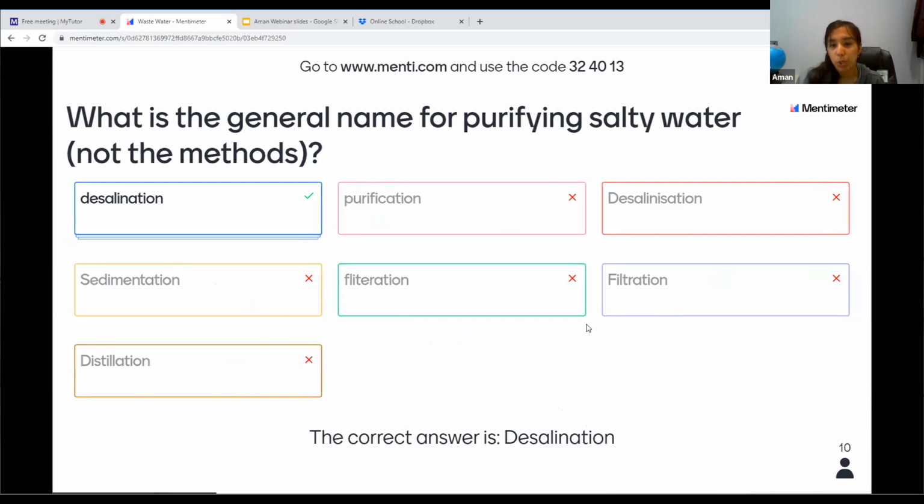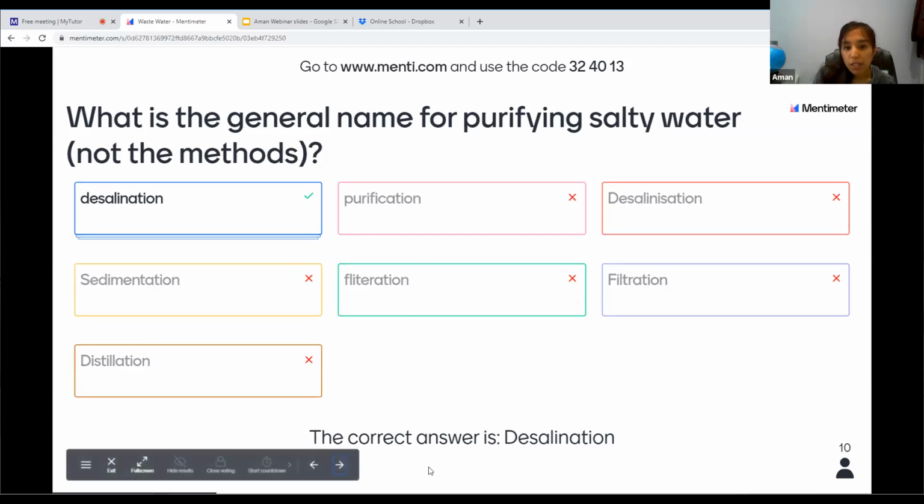So you remember salty water, seawater has lots and lots of sodium chloride dissolved in it. And so if we want to be able to drink it, we need to remove that salty water. So the general process of getting drinking water from salty water is known as desalination. All these processes, filtration, sedimentation, don't relate to purifying salty water.